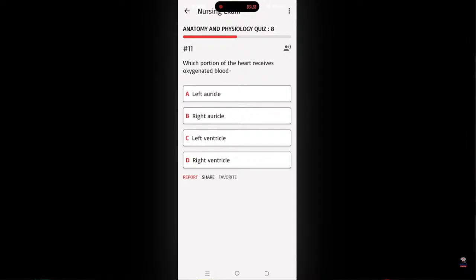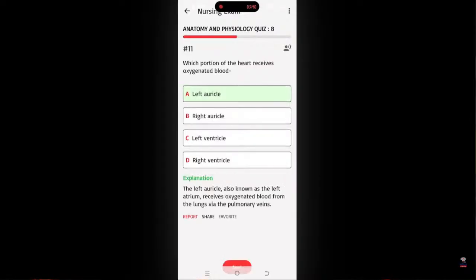Which portion of the heart receives oxygenated blood? A. Left auricle, B. Right auricle, C. Left ventricle, D. Right ventricle. Correct answer. The left auricle, also known as the left atrium, receives oxygenated blood from the lungs via the pulmonary vein.